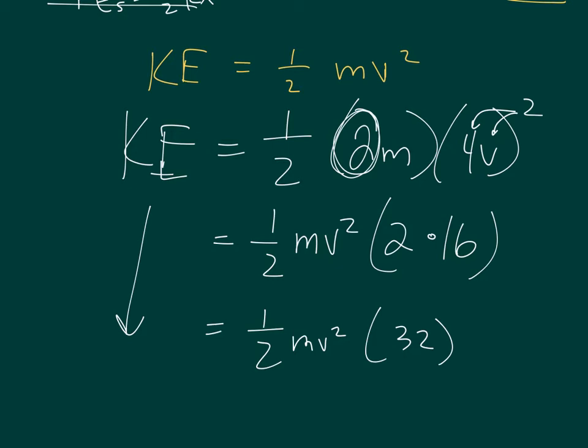If I quintuple, meaning increase the velocity by a factor of 5, what happens to the kinetic energy? What does it go up by? 25. By a factor of 25. Where am I getting these answers? What are you guys doing? Squaring it. If you put a number in front of v, don't you have to square it?